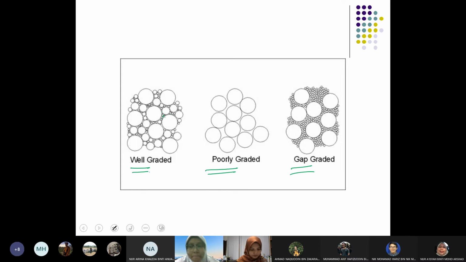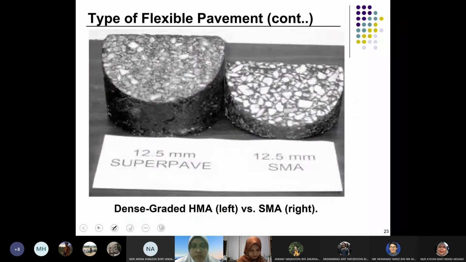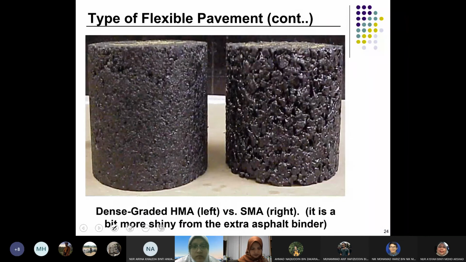So kalau you tengok sampel well graded ni, sebelah kiri, dia akan jadi very dense. Sebab tu nama dia dense graded hot mix asphalt. Sebab dia well graded type. Dia campur gradation batu yang besar, yang sederhana dan juga yang halus. So, kita nampak dia cantik juga.